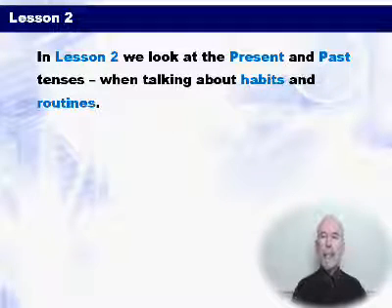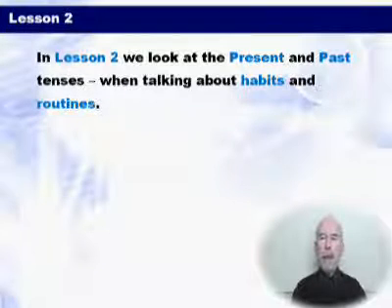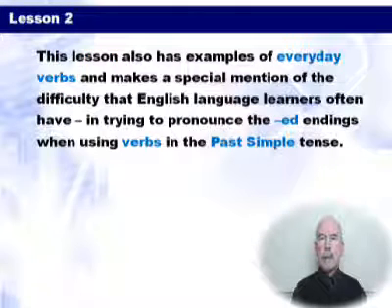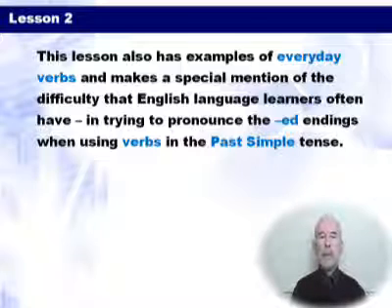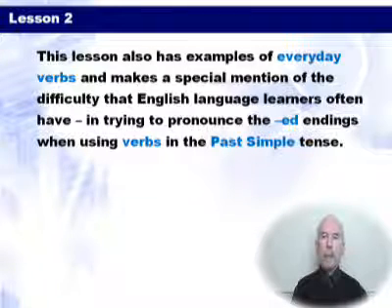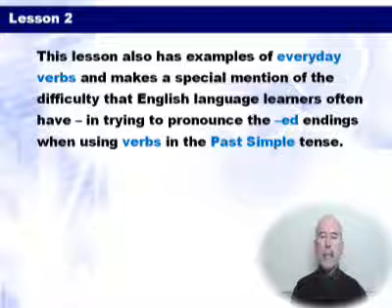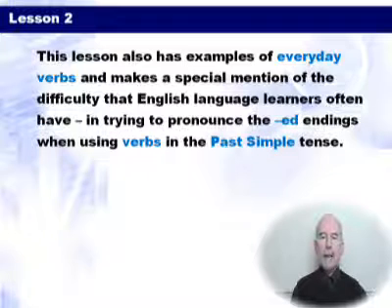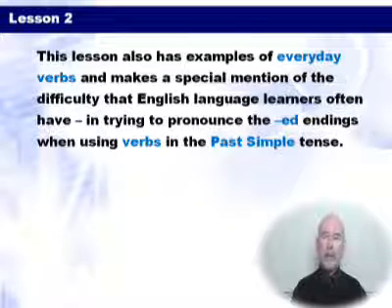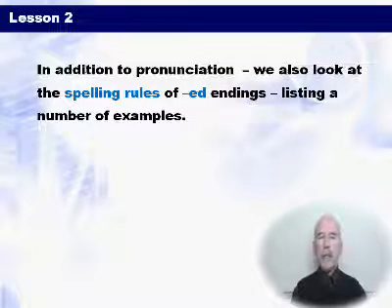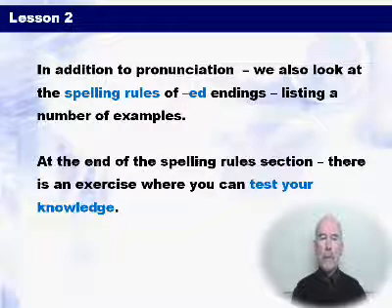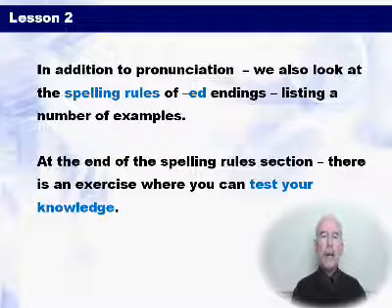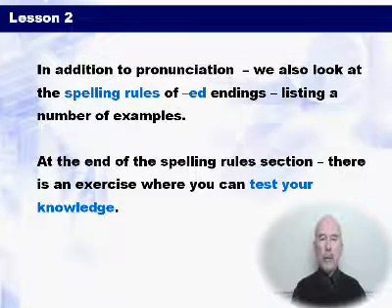Lesson 2, we look at the present and past tenses when talking about habits and routines. Now this lesson also has examples of everyday verbs and makes a special mention of the difficulty that English language learners often have in trying to pronounce the ed endings when using verbs in the past simple tense. In addition to pronunciation, we also look at the spelling rules of ed endings, listing a number of examples. At the end of the spelling rules section, there is an exercise where you can test your knowledge.